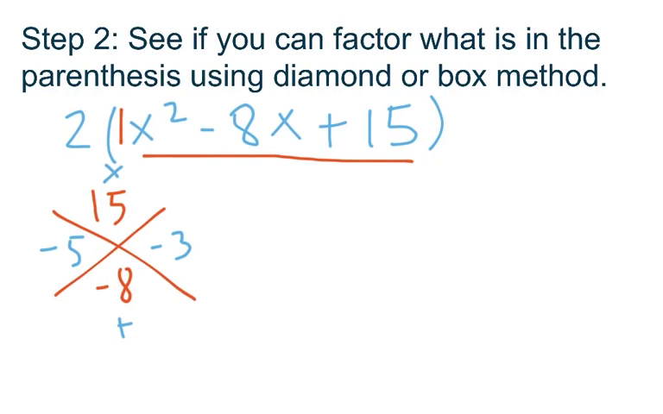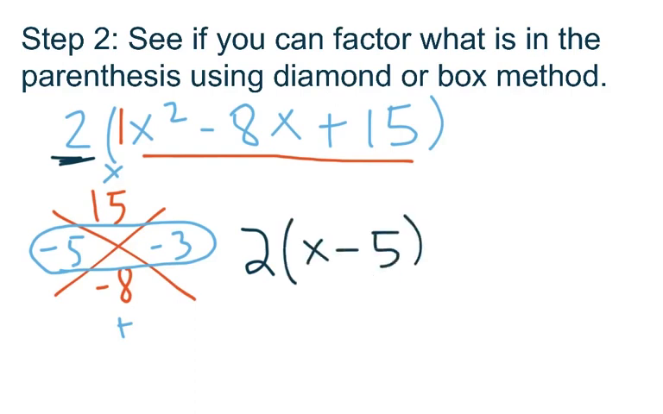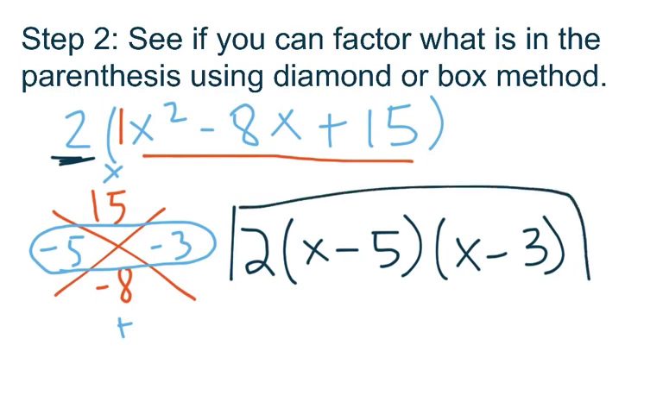And then we just write it in factored form from the diamond. Now, don't forget about this 2. This 2 is still on the outside of the parentheses. So we're just going to rewrite what was inside the parentheses in factored form now. So x minus 5, x minus 3. And that is as far as we can factor. So this is our final answer.